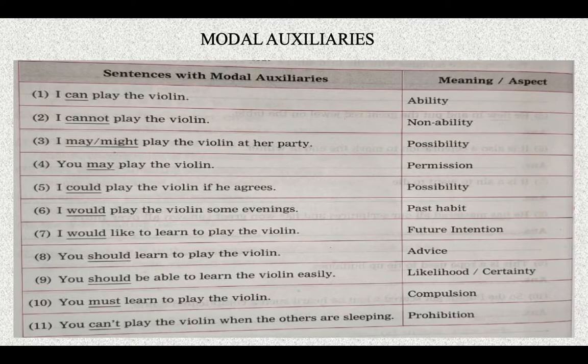And the last one is you can't play the violin when others are sleeping, showing prohibition. Prohibition means that you are not given permission to play when others are sleeping. Right?